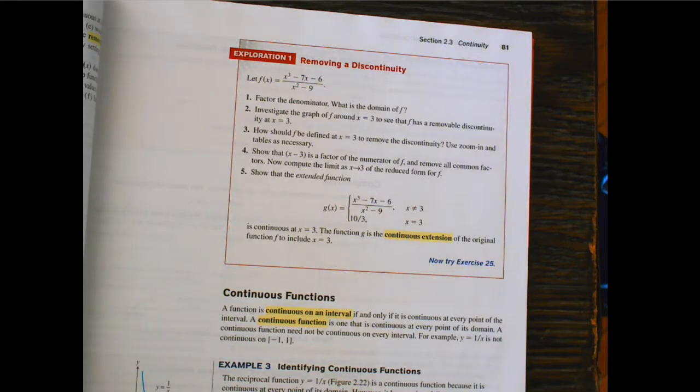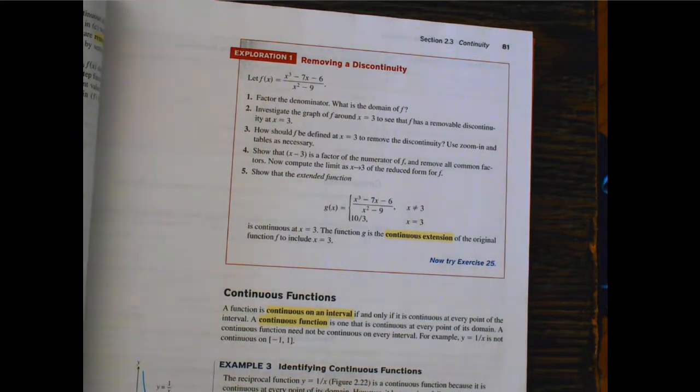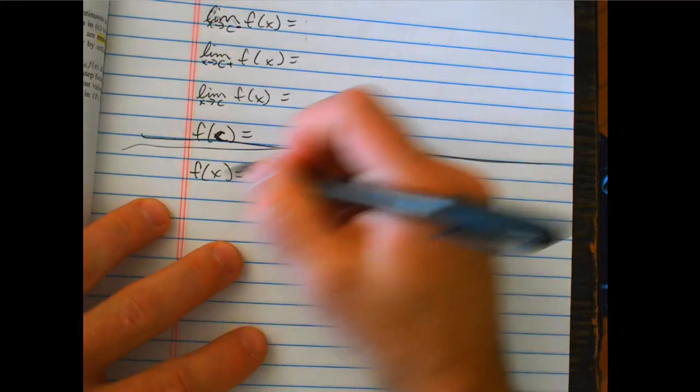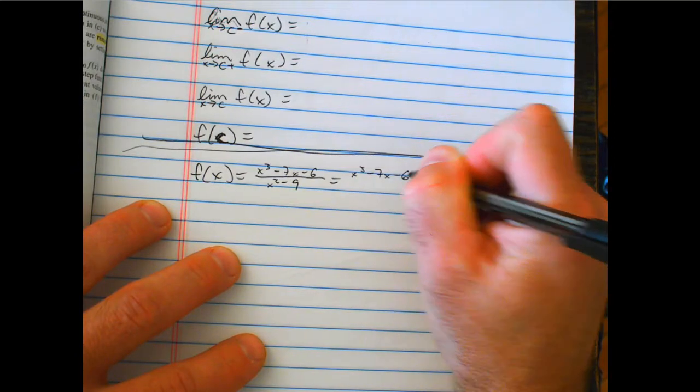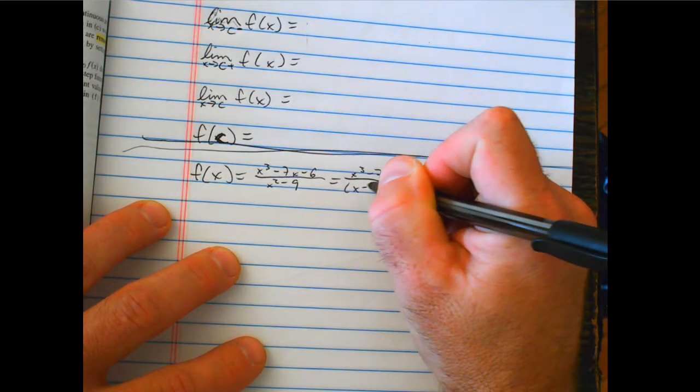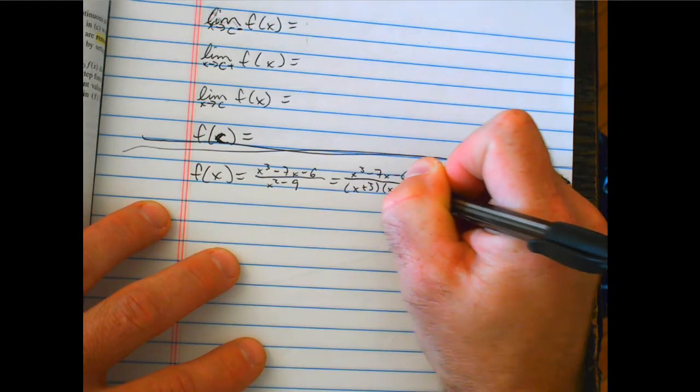I hope you guys know how to factor a denominator. If you don't, yoicks. So I'm looking at my f of x is equal to x cubed minus 7x minus 6 over x squared minus 9. All right? So factoring the denominator of f, we are going to get x cubed minus 7x minus 6 over difference of squares, x plus 3 times x minus 3.